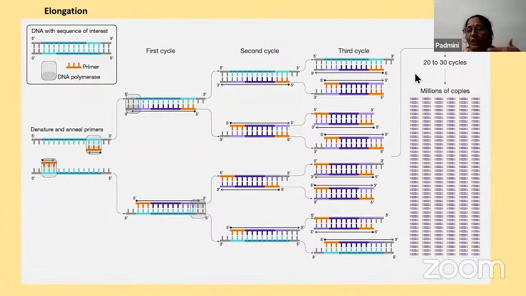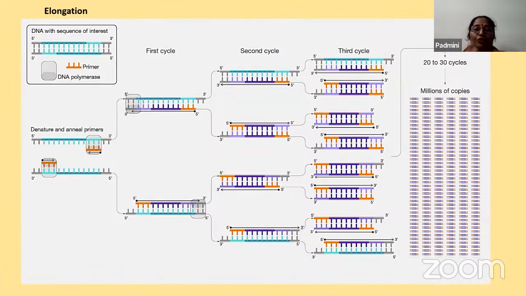And after around 20 to 30 cycles, you can see millions of copies. This single copy is going to be made into millions of copies. That depends on how many cycles you have asked your PCR to run. If you give only 10, then you'll get only a few copies. But if you run 20 or 30 cycles, then you're going to get millions of copies of that single strand.